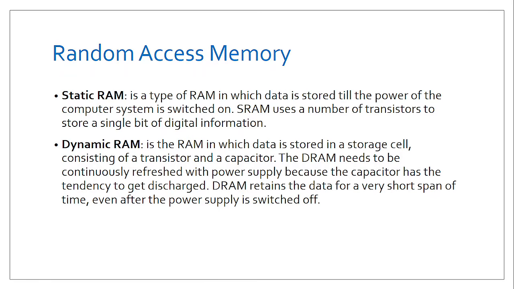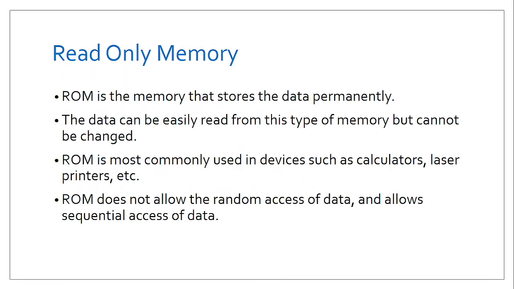In this kind of RAM, data is stored in a storage cell consisting of both a transistor and a capacitor. So the DRAM needs to be continuously refreshed with power supply because the capacitor has the tendency of getting discharged. These two kinds of RAM are very, very important.